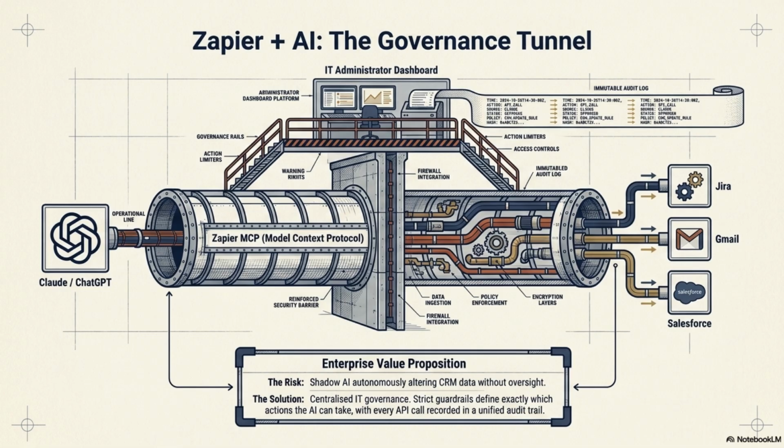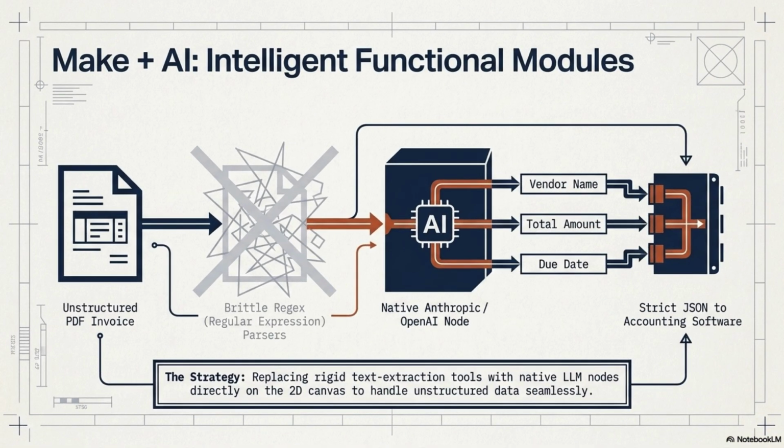Huge. Now, Make is approaching AI slightly differently. They seem focused on deploying AI as highly capable functional modules within their visual canvas. Functional modules, like what? Well, Make allows you to drop a native OpenAI or Anthropic node directly into a workflow to perform complex transformations. So instead of code, it's AI. Exactly. Say you receive an unstructured PDF invoice via email. You can route it to an AI node that is instructed to extract the vendor name, the total amount, and the due date, format it as strict JSON, and pass it down the pipeline to your accounting software. So Make is basically using AI to replace the brittle regex and data extraction tools we used to rely on. Exactly. It's a functional block.